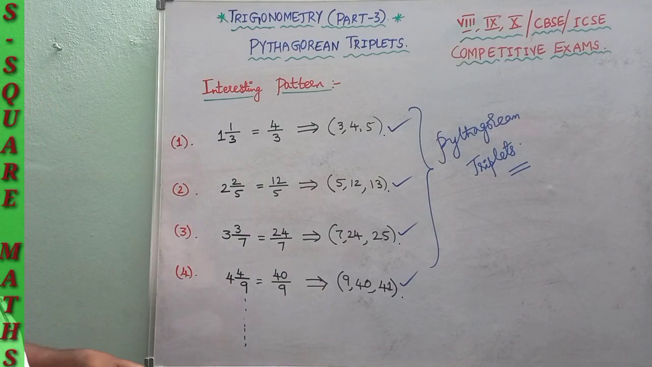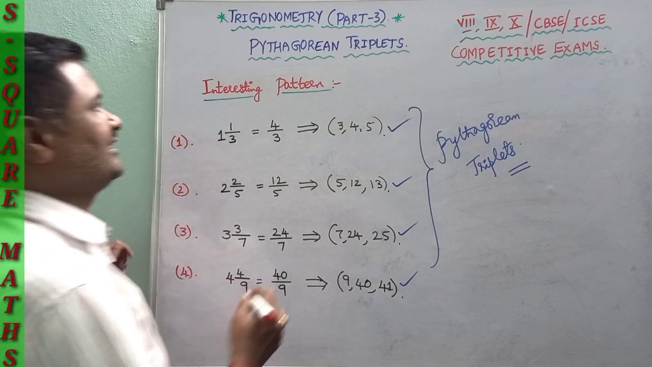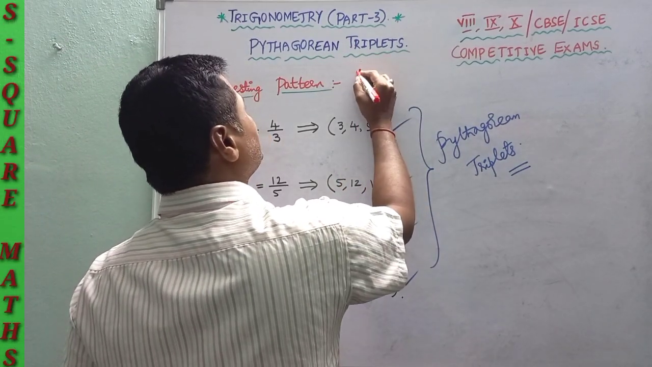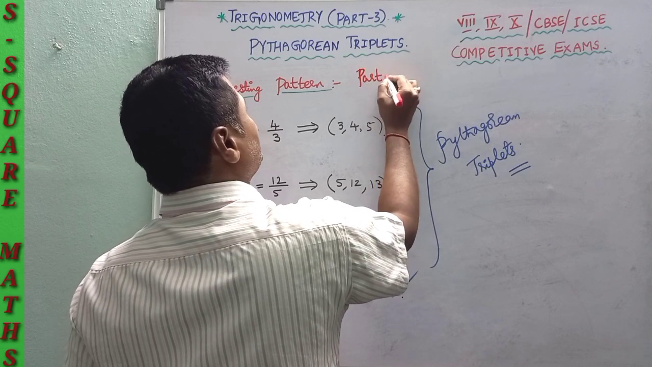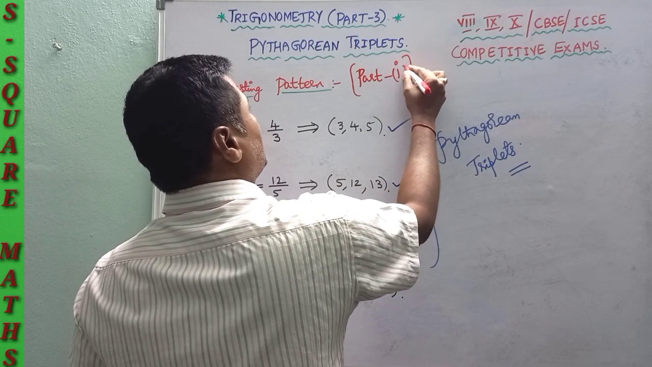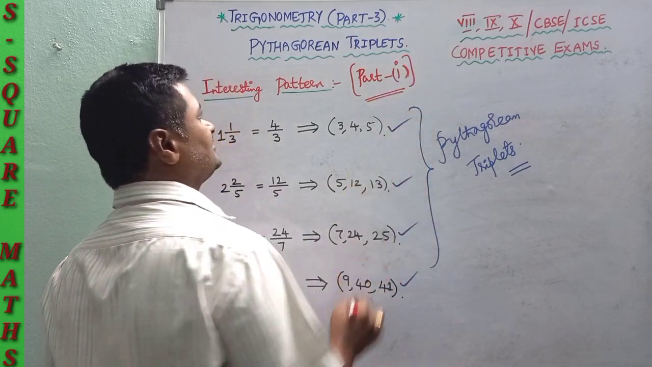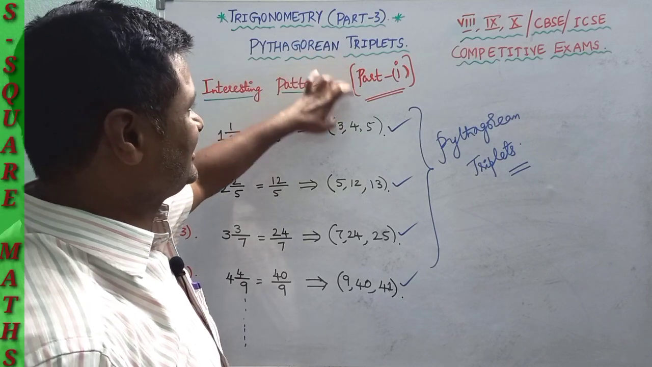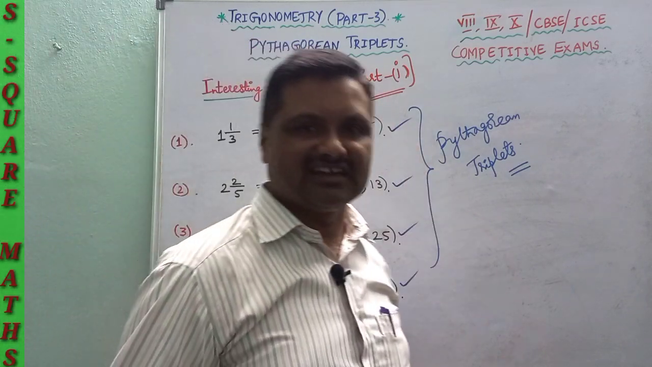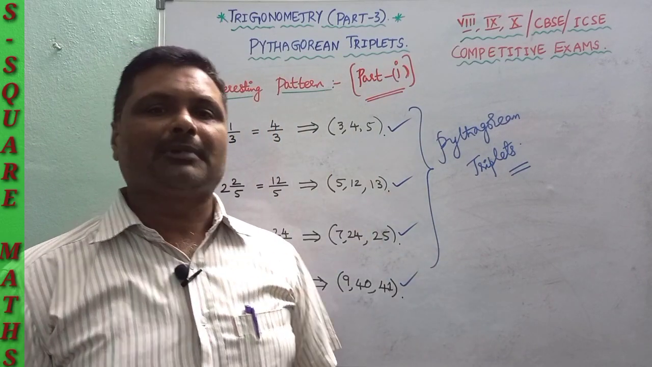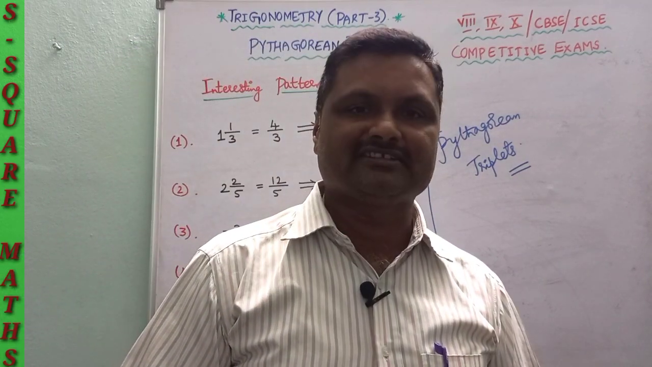So Pythagorean triplets concept with the interesting pattern falls under Part Roman 1. Trigonometry part 3 under this Pythagorean triplets, still this is Part Roman 1 itself. In the future days, we will still continue our Pythagorean triplets.